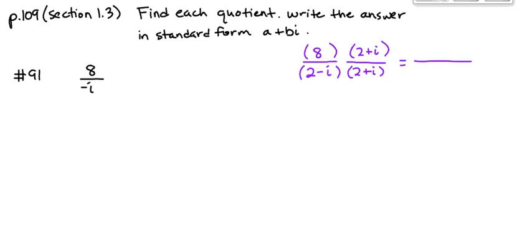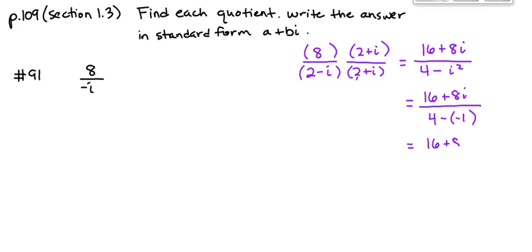When we multiply the denominators using the FOIL process, we get 4. The inside is negative 2i. The outside is positive 2i. Those add to 0, or we like to say they cancel. And then the last is negative i squared. And on the top, we could distribute the 8. We get 16 plus 8i. And then we can simplify the denominator because we know that i squared is negative 1. So the denominator is really 4 minus negative 1, which is 5.